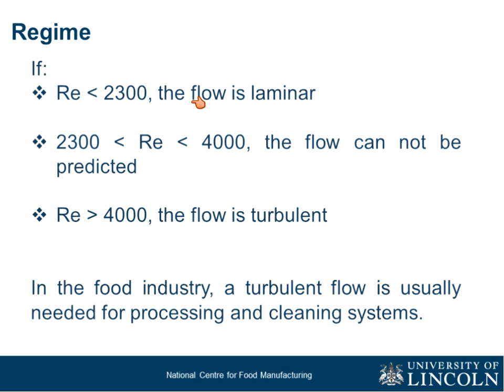If it is less, it is laminar. If it is more than 4000, it is turbulent. So the two numbers that are important here are 2300 and 4000. Forget about any other thing. What you need to know here is 2300 and 4000. If it is less than 2300, it is laminar, very gentle flow. If it is more than 4000, it is turbulent. And if it is in between the two of them, the flow cannot be predicted.